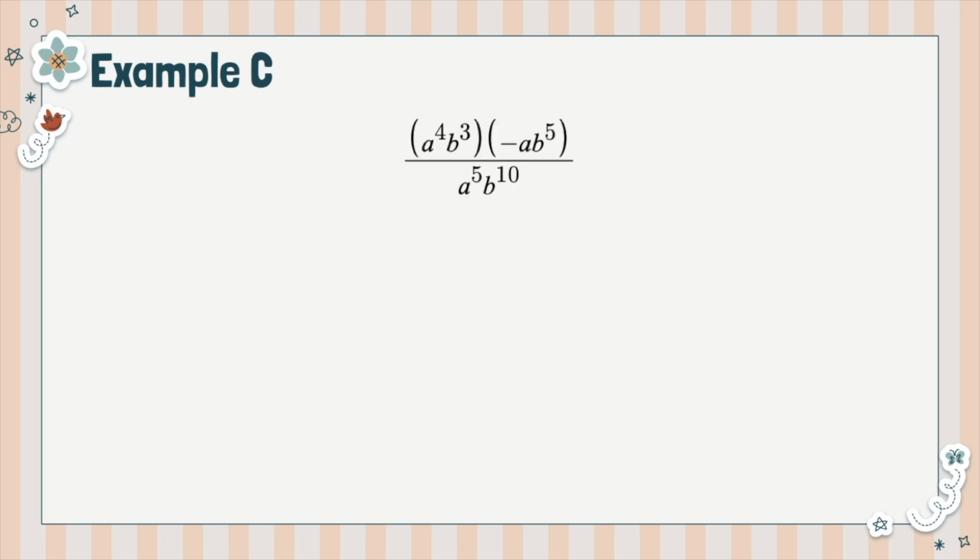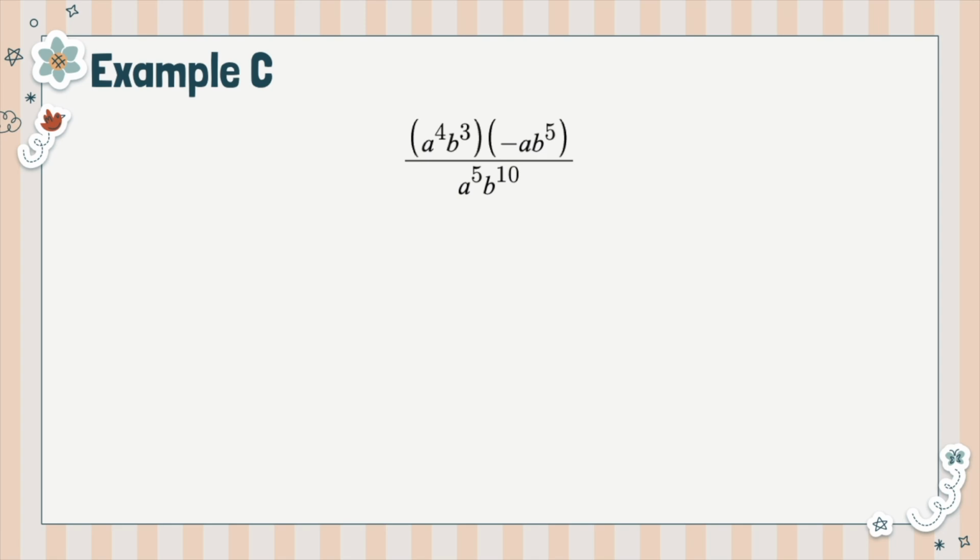Here we are at example C, and again, we're going to have to apply multiple rules in order to simplify this one, because on the numerator side, we've got to work with the a to the fourth, b to the third times negative a, b to the fifth, and on the bottom, we have a to the fifth, b to the 10th. So we're going to, again, use our order of operations, and we're going to go ahead and do the things across the top first, and then we'll simplify with the things on the bottom.